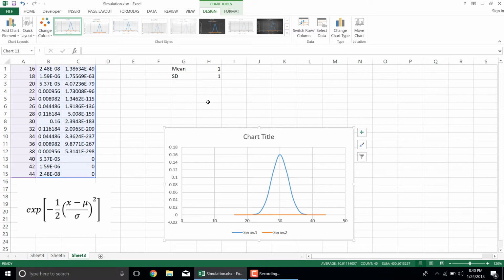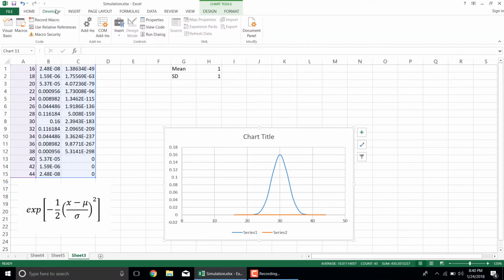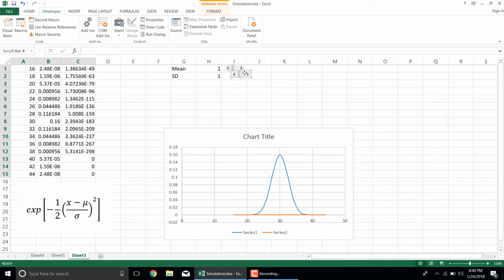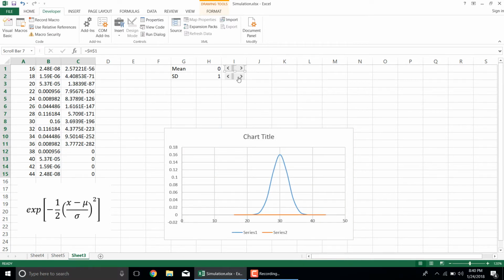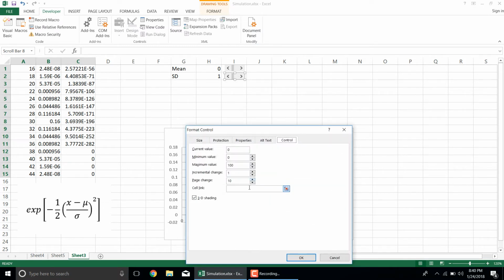To do so manually would be tedious, so we will instead employ sidebars. We can get sidebars from the developer tab from here. We'll just copy and paste to have one for standard deviation. Using format control, we can assign the cell for mean to sidebar 1. And we'll do the same for the second one and standard deviation.